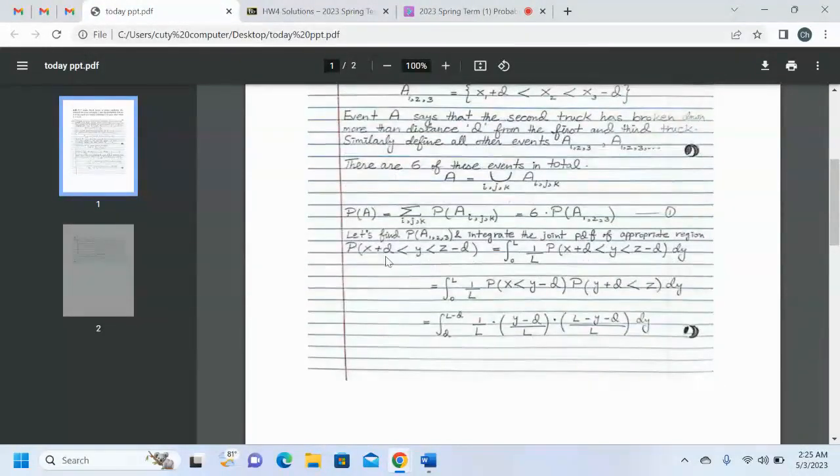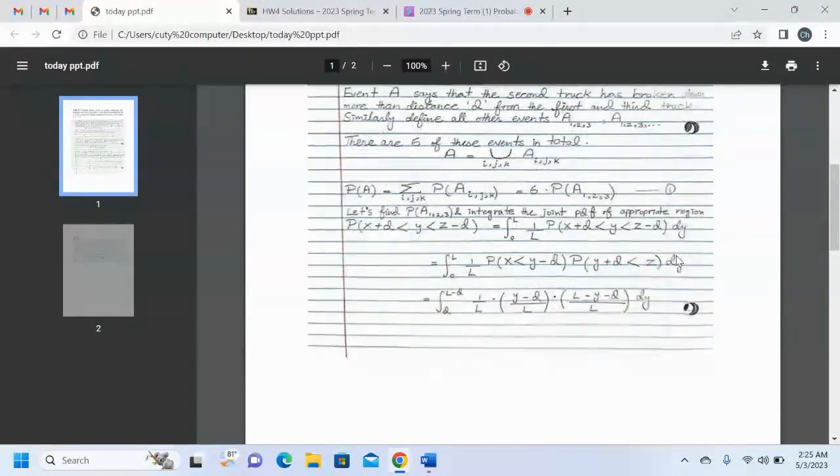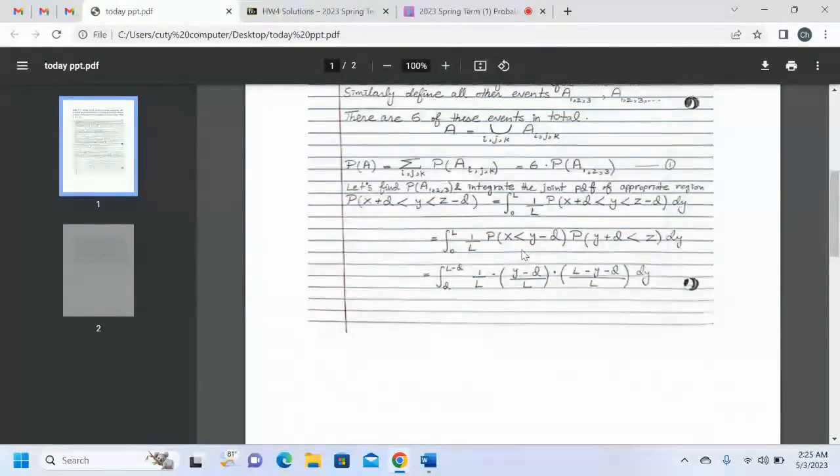So the probability that x plus d is less than y less than z minus d is equal to the integral with lower limit 0 and upper limit L of 1 over L times the probability of x plus d less than y less than z minus d, dy. We will separate it, which equals 1 over L times the probability of x less than y minus d times the probability of y plus d less than z, dy. From the question we find that this probability will be equal to y minus d over L, and similarly L minus y minus d over L, dy.